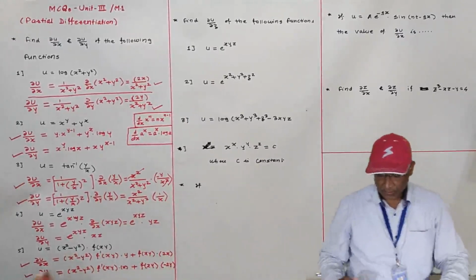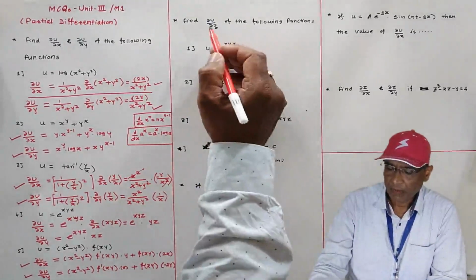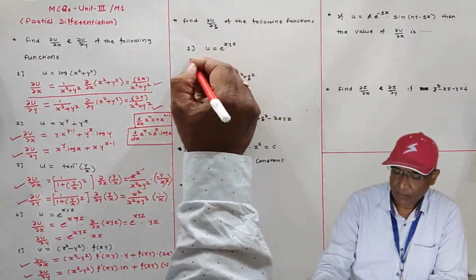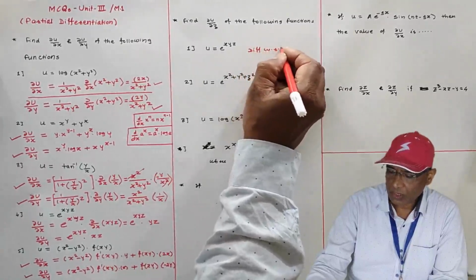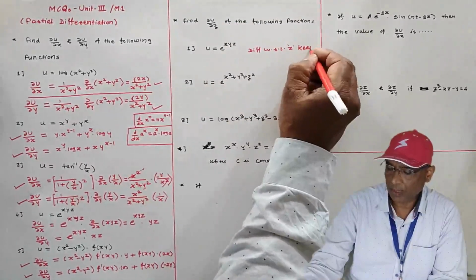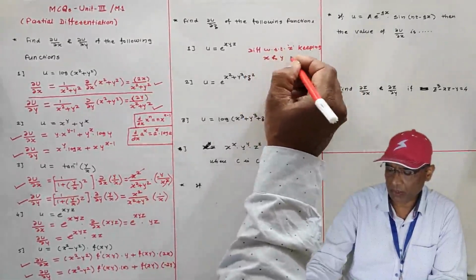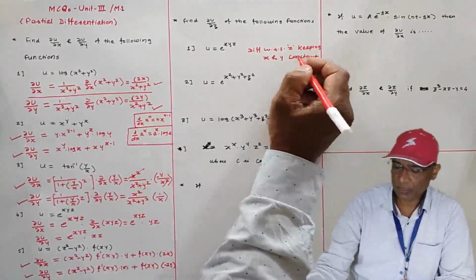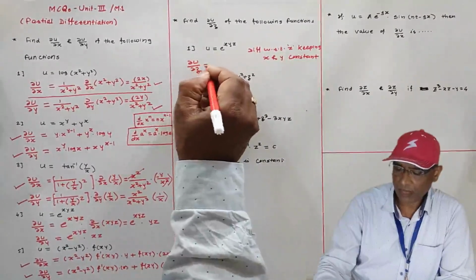Okay, so in this way, del u by del x, del u by del y we have calculated. Here, find del u by del z of the following function. Only del u by del z I am going to find. So differentiate with respect to z, because del u by del z I want, keeping other variables constant, keeping x and y constant. That is what is called the partial derivative with respect to z. The del u by del z, I am differentiating with respect to z only.